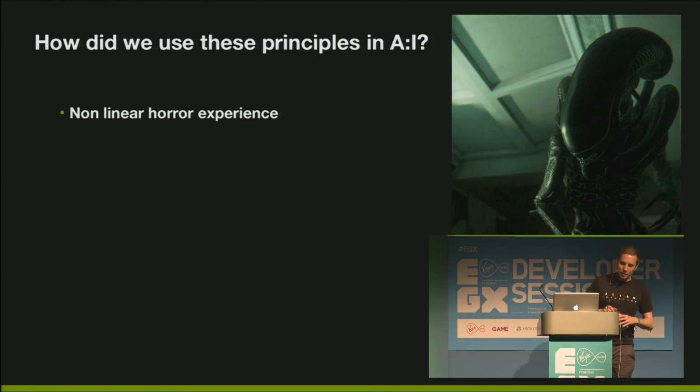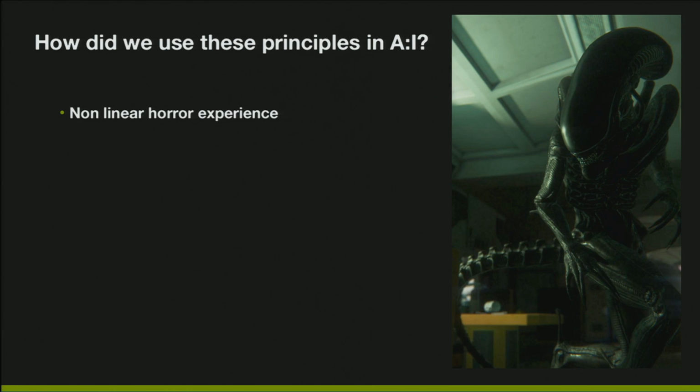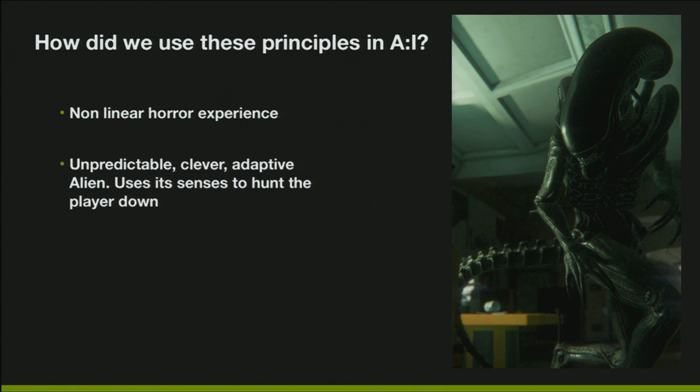Well, first of all, it's important to understand that although the story part of Alien Isolation is quite a linear experience, the core values of it are quite non-linear. So that whole gameplay moment of you and the alien is very non-linear. We have this unpredictable, clever, adaptive alien that uses its senses to hunt you down. It can hear you, it can see you in plain sight, and it can see the light coming from your torch.